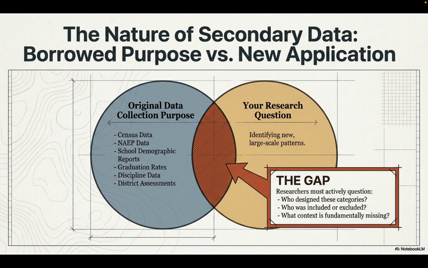Secondary data refers to the data collected by someone else for a purpose other than your immediate research question. Examples could include census data, NAEP data, school demographic reports, graduation rates, discipline data, and district assessment reports. Secondary data can help researchers identify large-scale patterns in systems, but researchers must also critically examine how the data were collected, categorized, and reported. We need to ask questions about who designed the categories, who was intended or excluded, and what information might be missing.